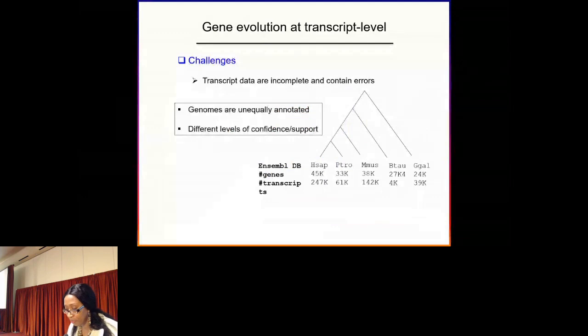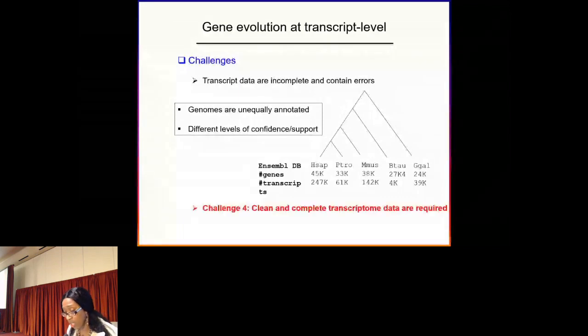And finally, the last challenge is about the transcript data. Actually, by working on gene evolution at transcript level, we are a little bit ahead of the time because the data is still missing, because genomes are unequally annotated. So for instance, here we can see in the current release of the Ensembl database that human has 247 kilo transcripts, while chimpanzee, which is a close species to human, only has 61 kilo transcripts that are annotated. So here we are missing some information on the transcripts in chimpanzee. And also there is the fact that in this database, we have different levels of confidence support for these transcripts. So actually challenge four is to be able to obtain clean and complete transcriptome data in order to complete these analyses of gene evolution at transcript level.